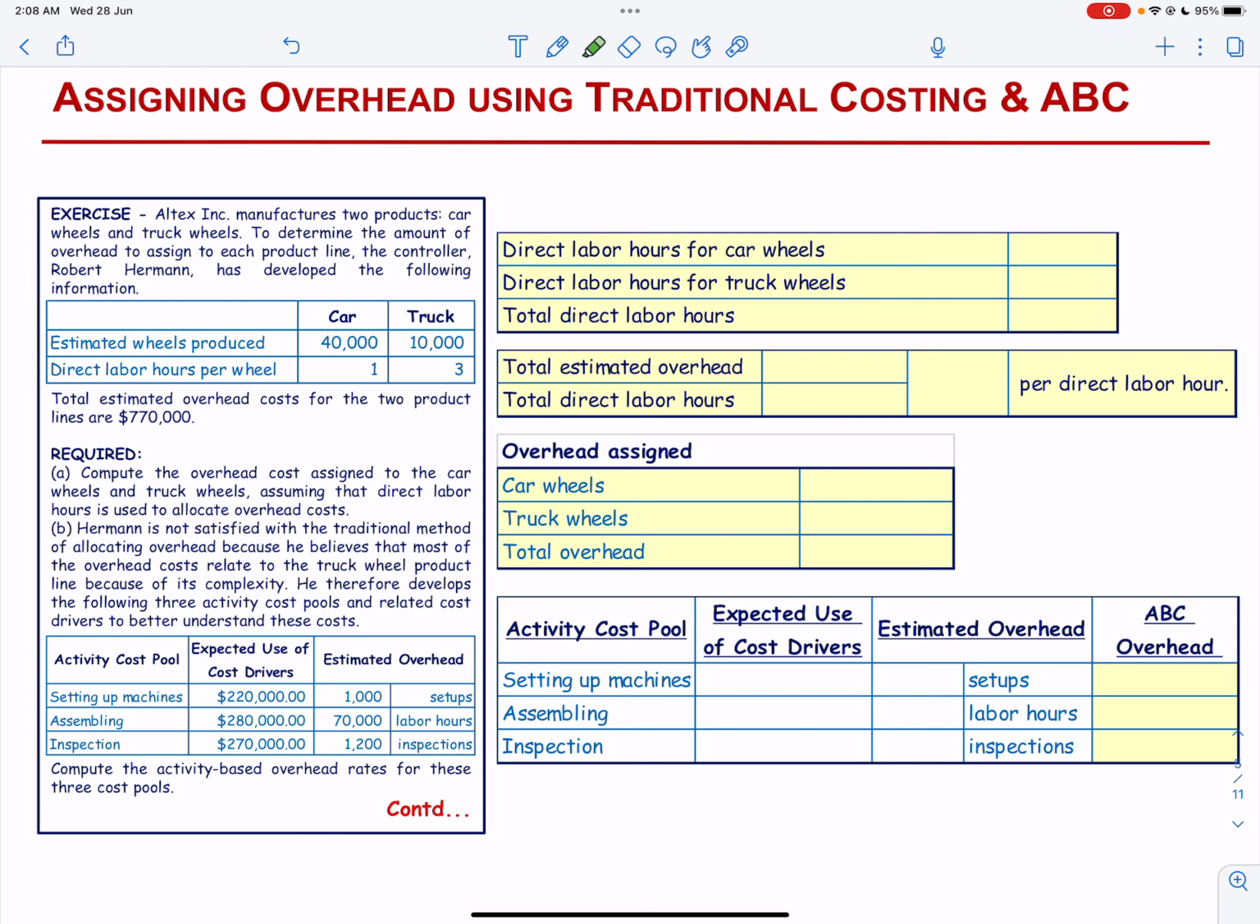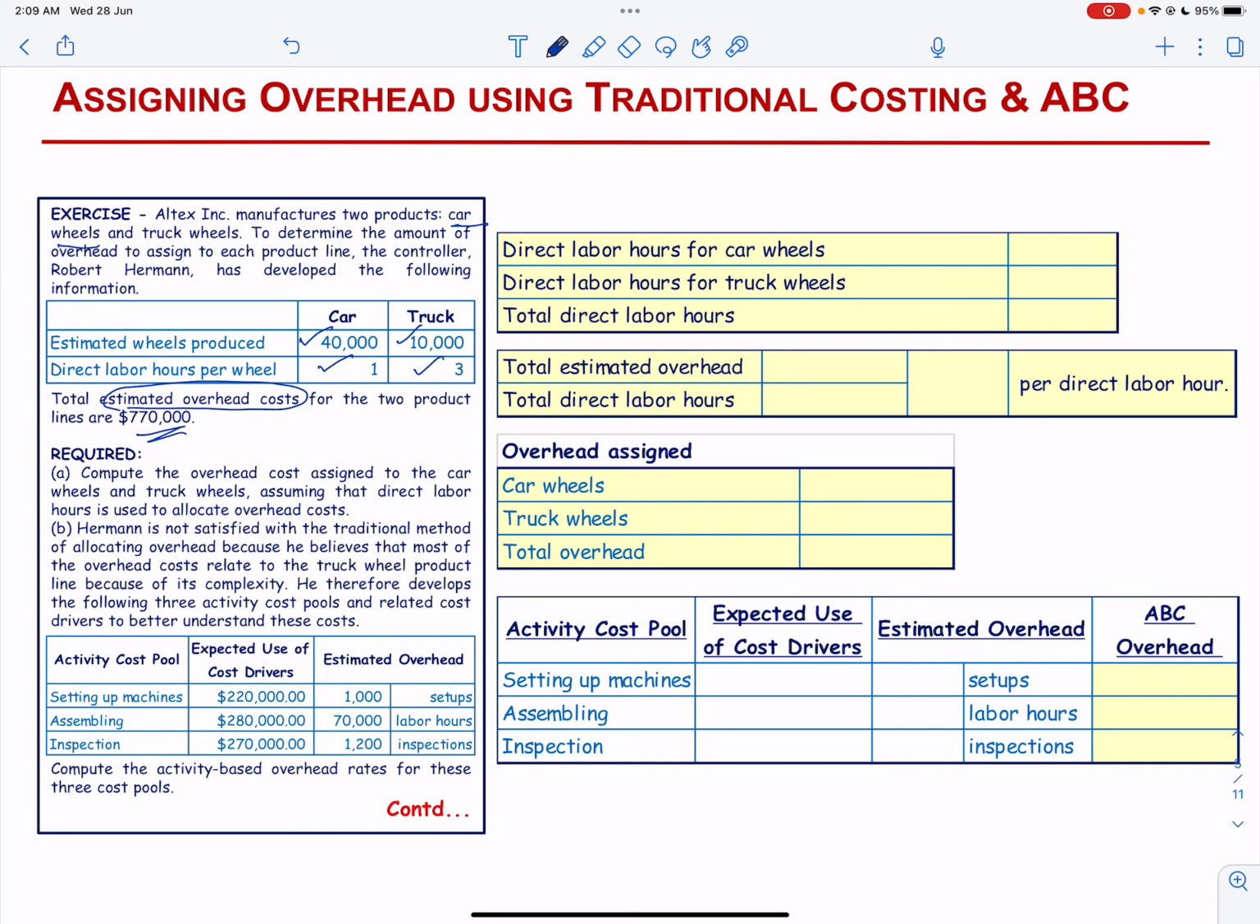Altec Incorporation manufactures two products, car wheels and truck wheels. To determine the amount of overhead to assign to each product line, the controller has developed the following information. For cars, the estimated wheels they are producing is 40,000, trucks they are producing 10,000, and the direct labor per wheel for car is 1, and for truck it is 3, and the total estimated overhead cost is 770,000.